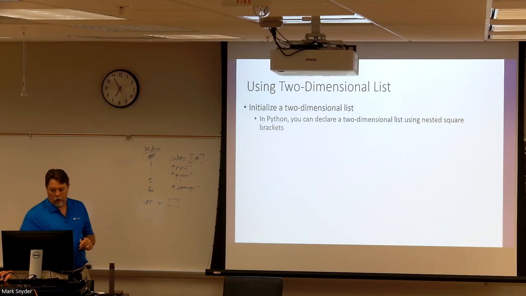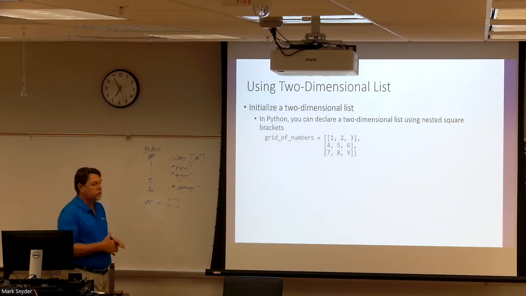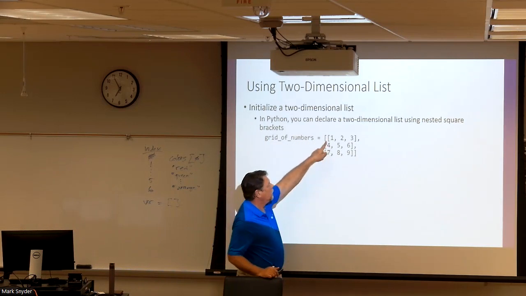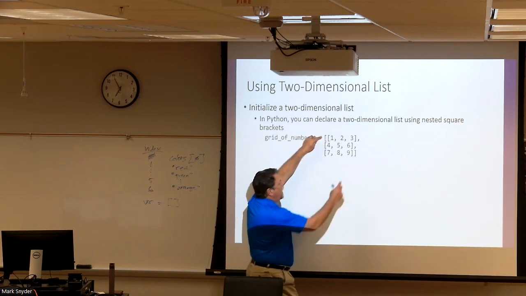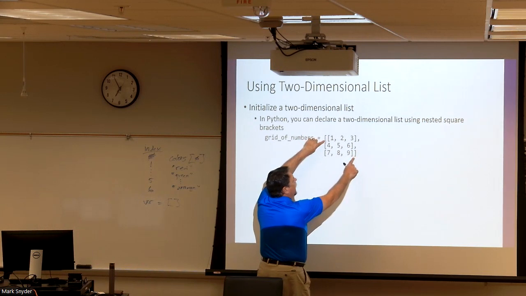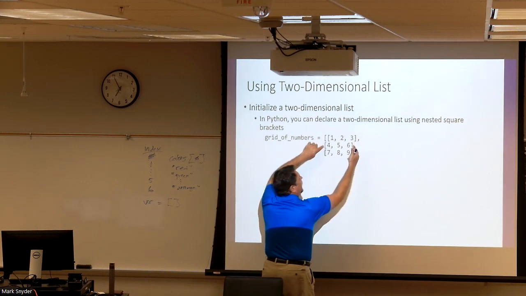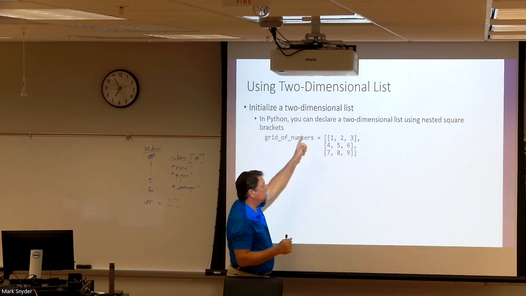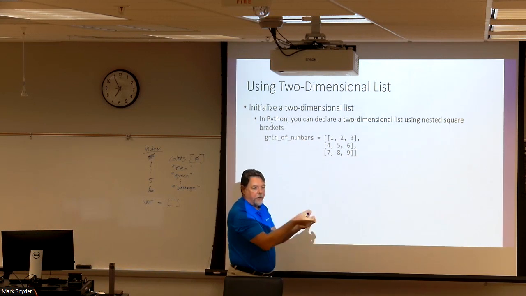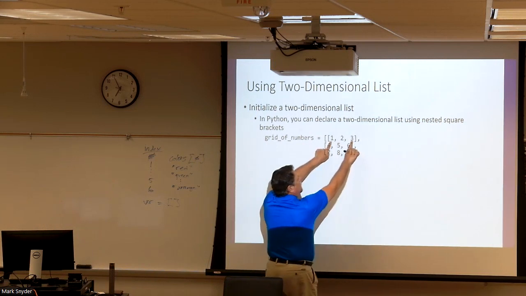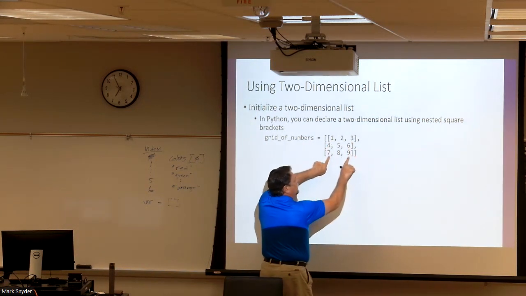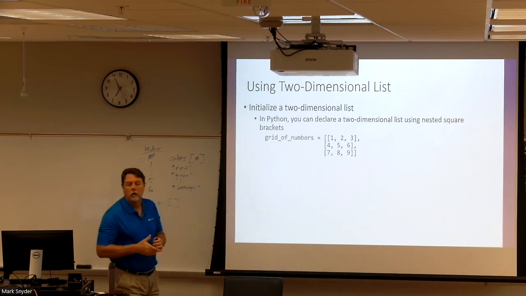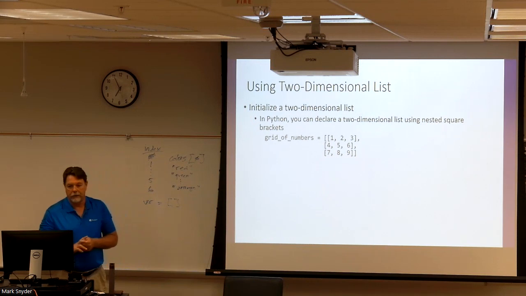So to initialize one, we use nested square brackets. So if I have this grid, I have my outer square brackets and 3 values inside that list. So it's a list of 3 values, and each of the values is a list of 3 values. So it's a 3 by 3 list, 3 rows, 3 columns. That's how you initialize it.